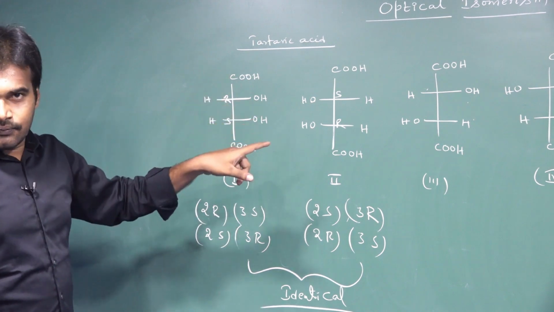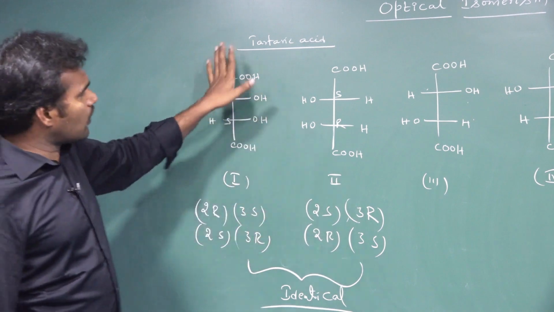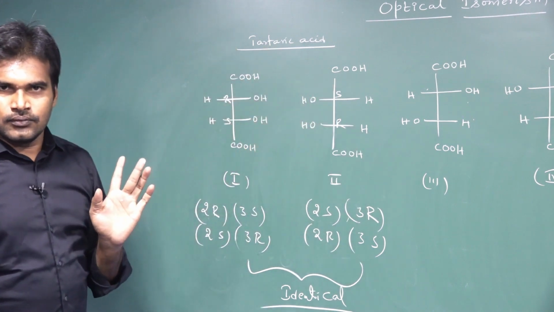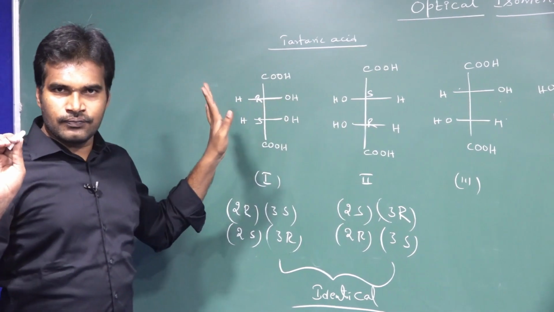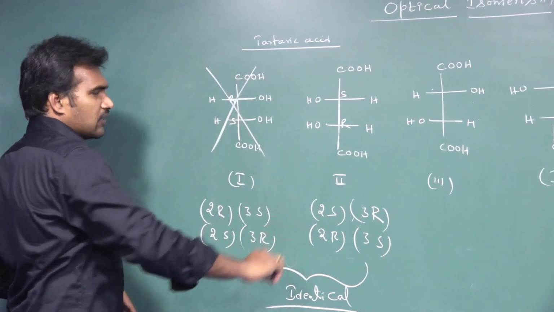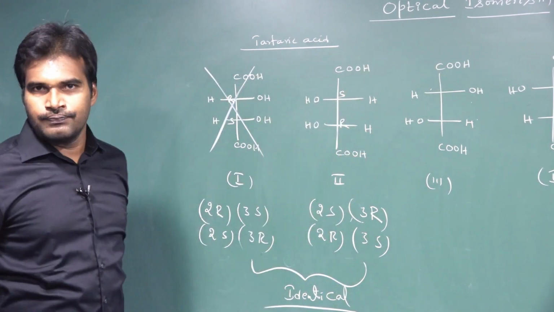If they are identical, no need to draw two structures. You can take any one of these two structures. No need to consider two structures, only one is enough. So that is why I am removing the first compound. So the total optical isomers for this compound, 3 only, not 4.